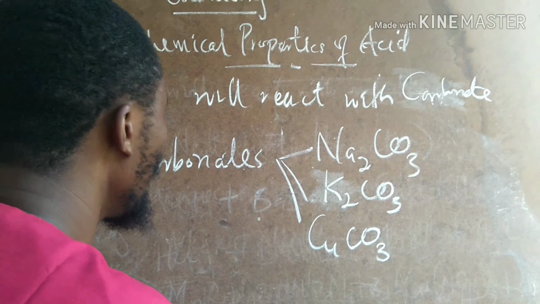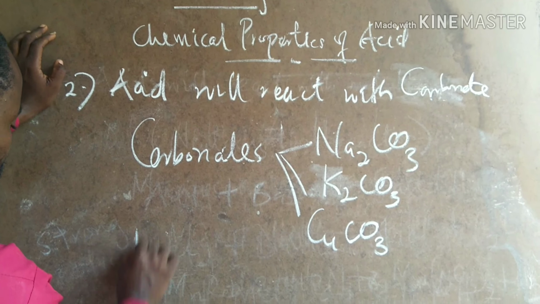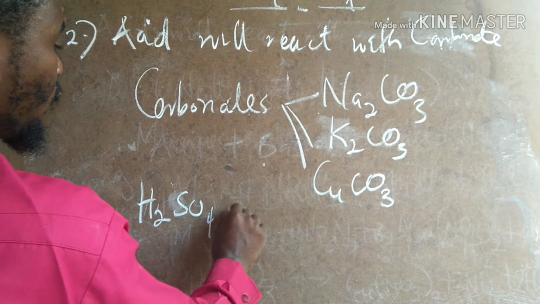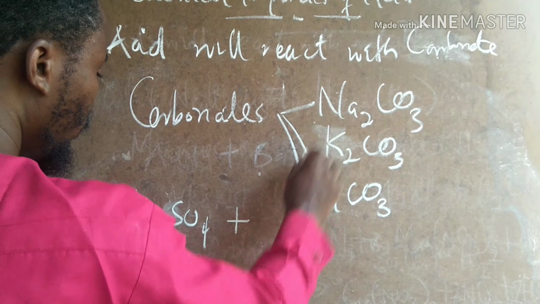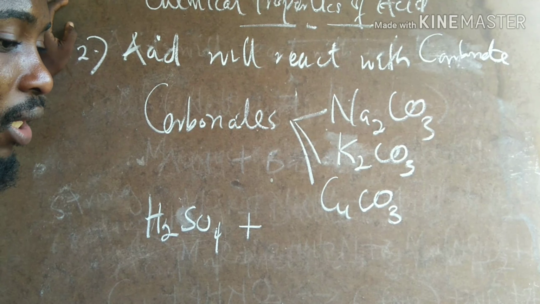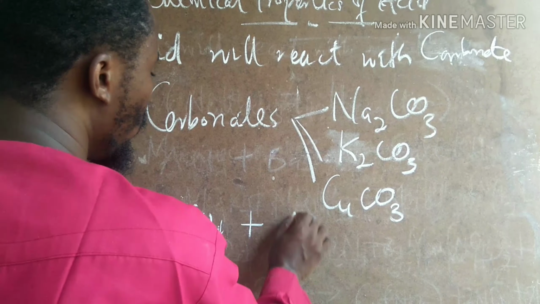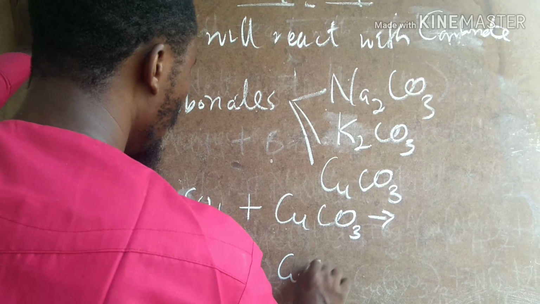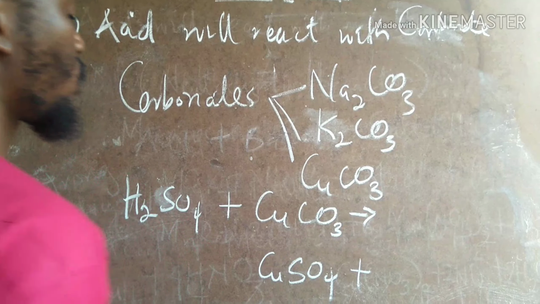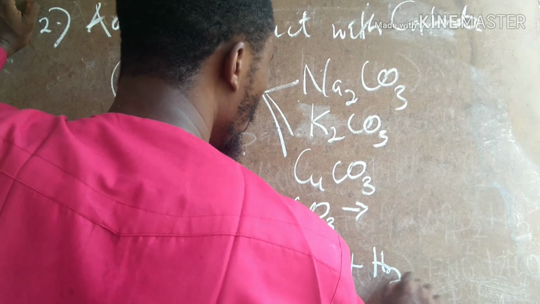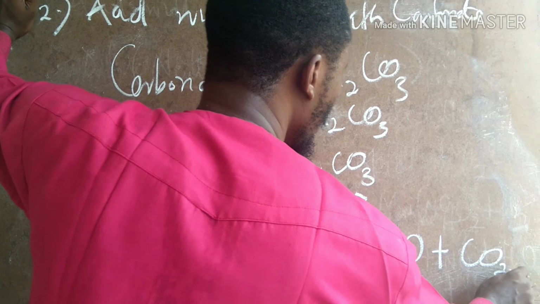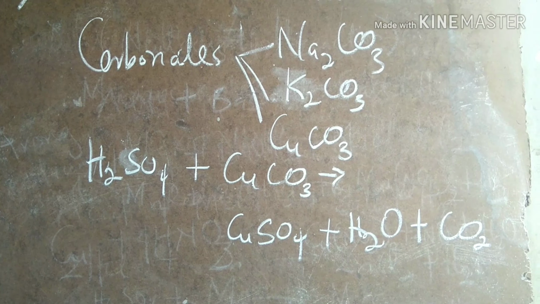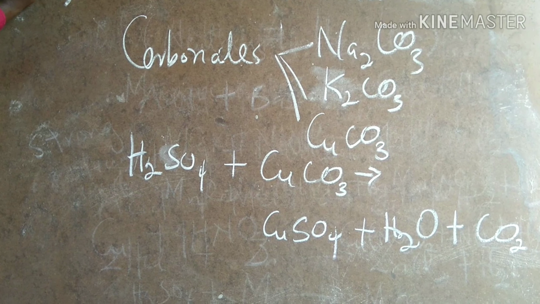So when you take your acid, look at it. When you take your acid H2SO4, for instance, reacting with, let us say, CuCO3, it's going to give us CuSO4 plus water, H2O. Then there will be liberation of CO2. Are you clear now? There will be liberation of CO2. I think it's balanced. Yeah.